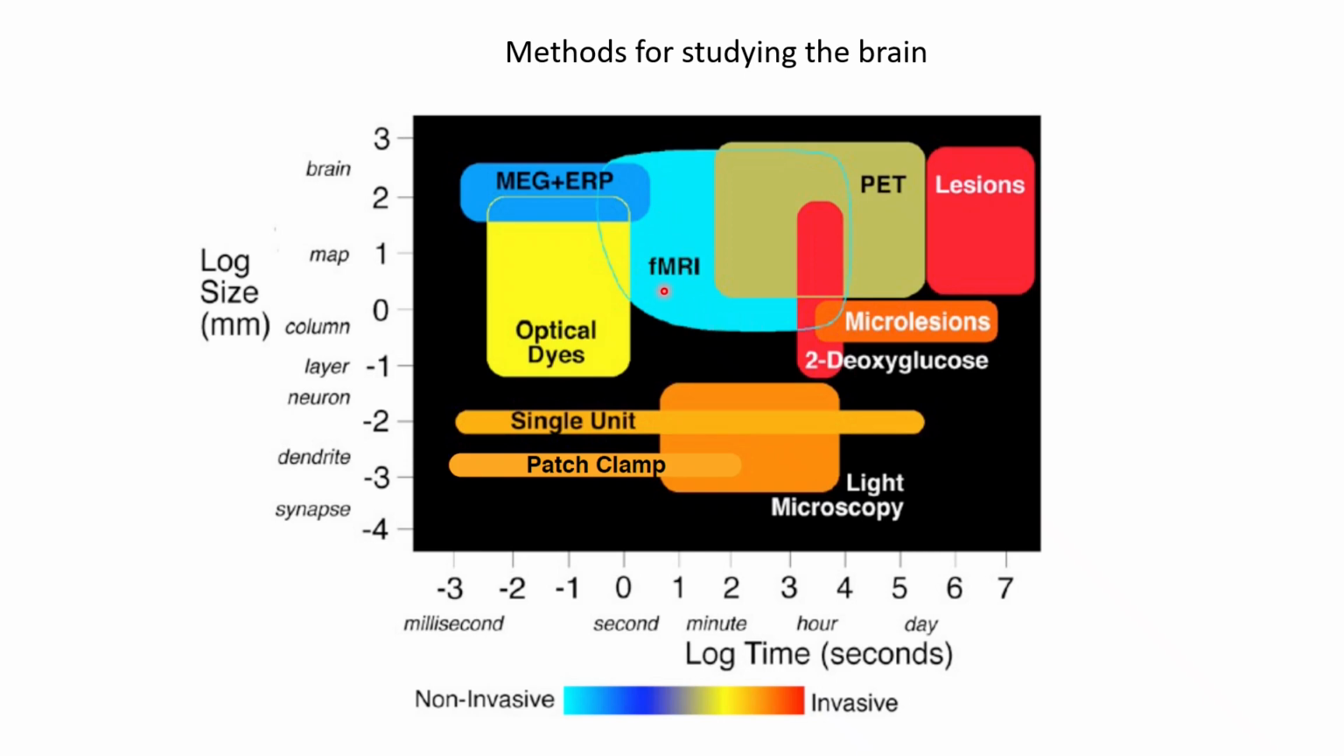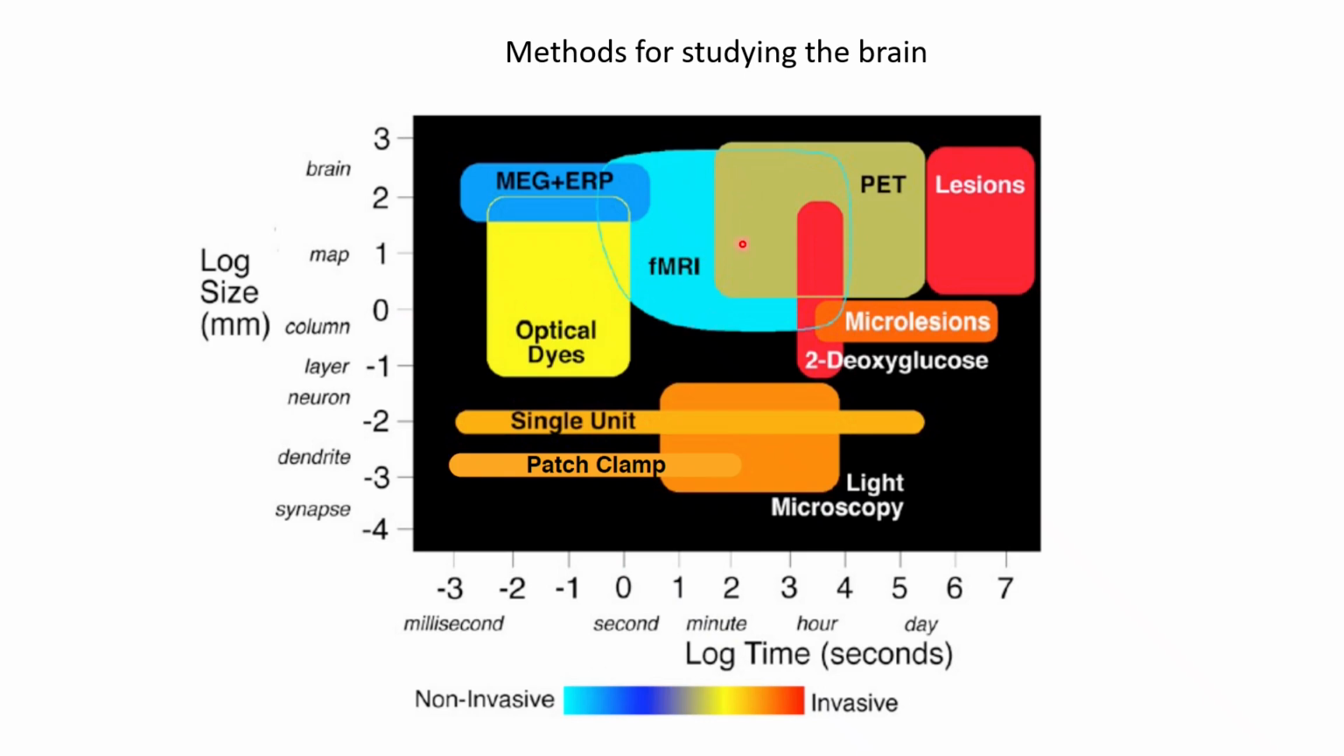This approach allows us to see structures that are on the scale of 1 millimeter to several centimeters, and the changes that are occurring in the brain are on the order of 1 second or more. So the temporal resolution is about a second, and the spatial resolution is about 1 millimeter or higher.